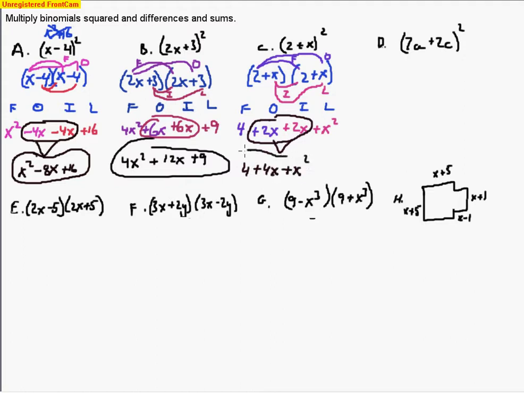And there is our answer. So you could write it in ascending order or descending order, either way, as long as it's in one of those two forms. Let's take a look at the next one. This time it's a little different because we have two variables in the problem.